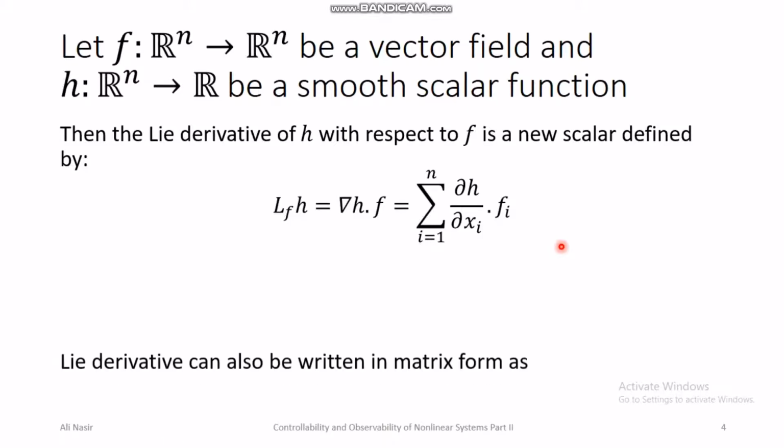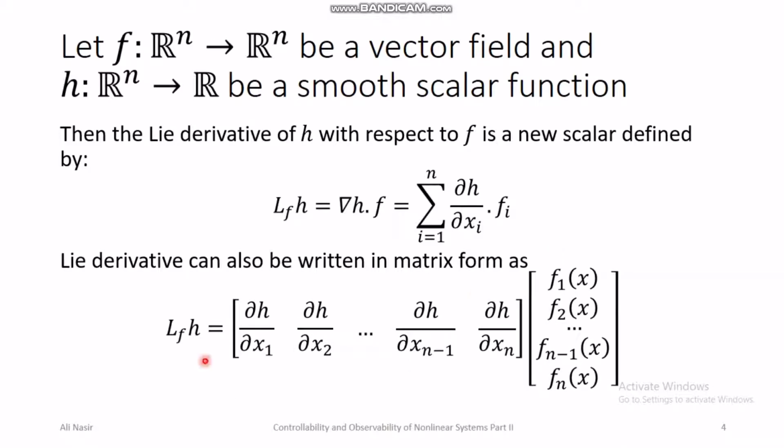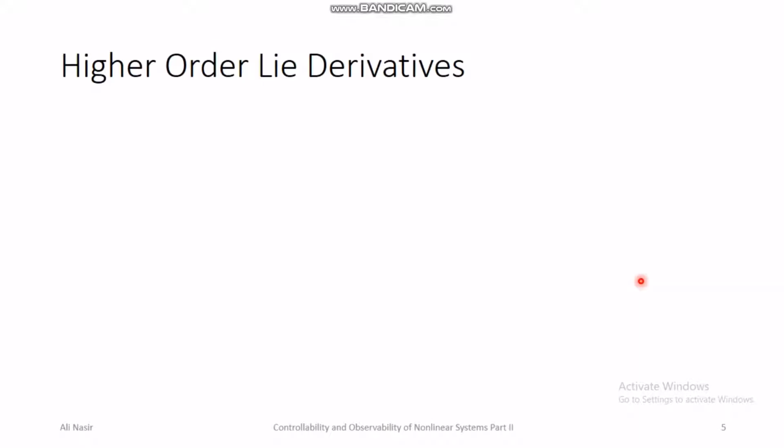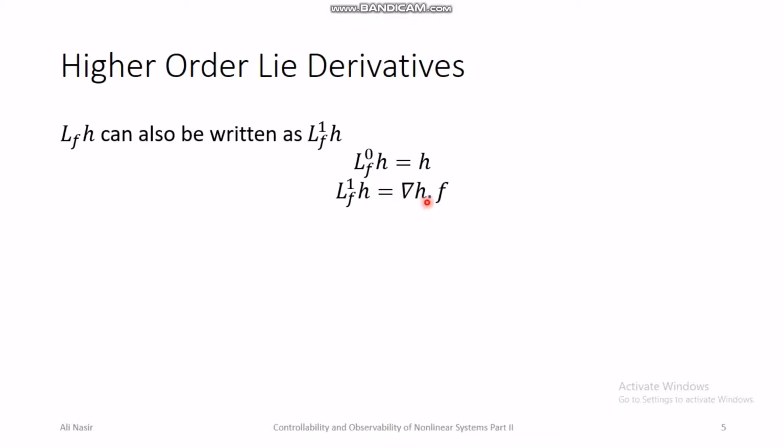So you can also write this in matrix form like this. The Lie derivative of h with respect to f is the del h vector times the f of x vector. So when you multiply this vector with this vector, the result will be a 1 cross 1 scalar. Okay, so for higher order derivatives, the derivative that we have discussed in the previous slide can be referred to as the first order Lie derivative, and the zero order Lie derivative of h is h itself, and the first order Lie derivative is del of h dot f.